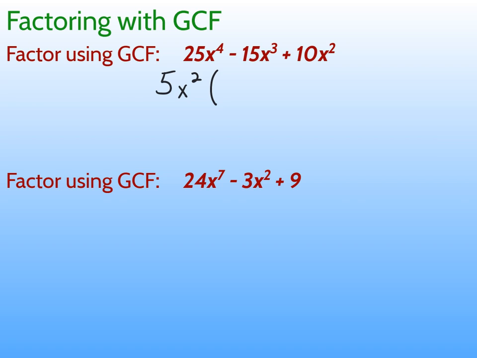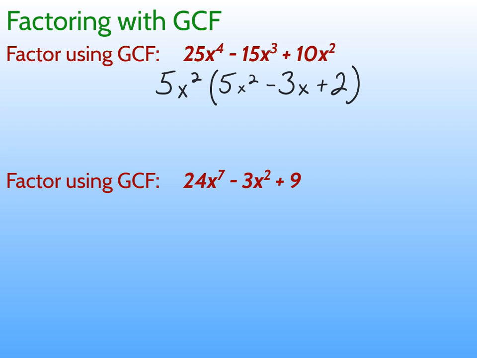Now we divide back in. 25 divided by 5 is 5. X to the fourth divided by x squared is x squared. Minus 15 divided by 5 is 3. X cubed divided by x squared is just x. And then plus 2, because the x squareds would cancel out when you divide them.